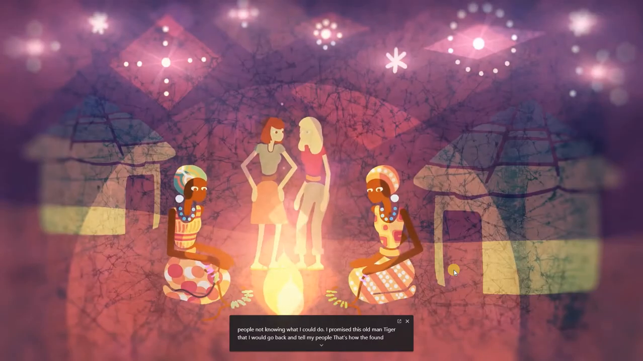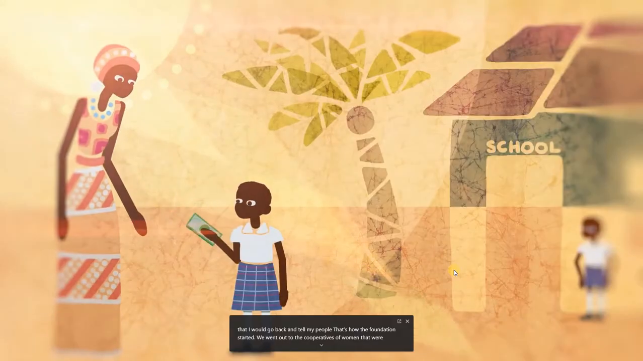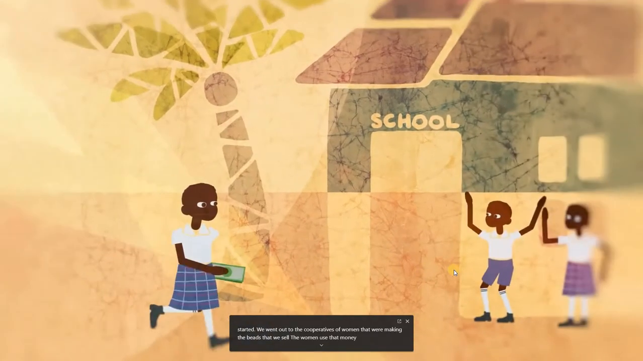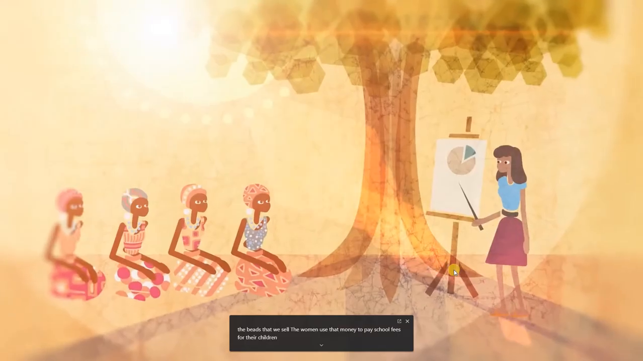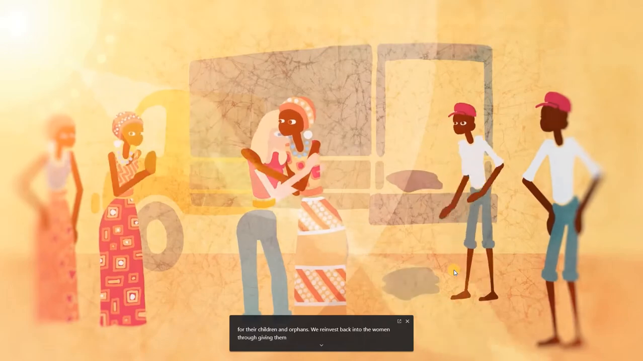We went out to the cooperatives of women that were making the beads that we sell. The women use that money to pay school fees for their children and orphans. We reinvest back into the women through giving them business training and buying more product. My name is Susie Benson-Gillis, and I am the CEO and founder of African Promise Foundation.